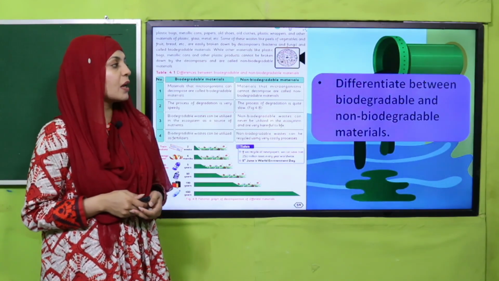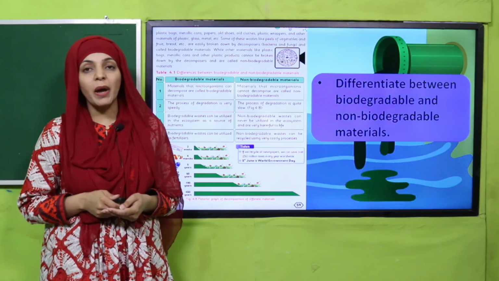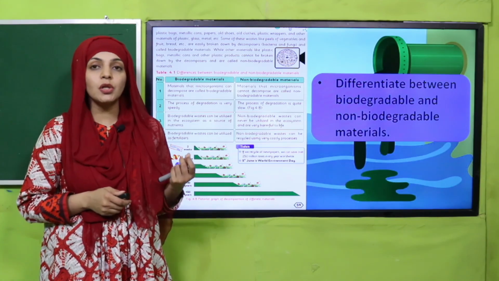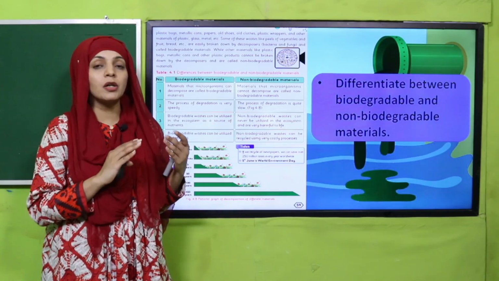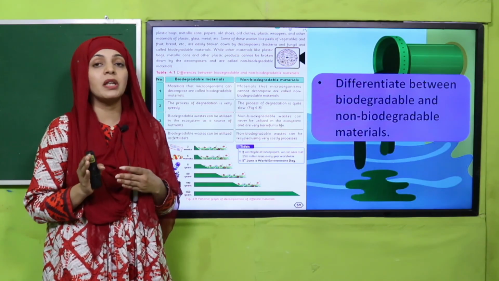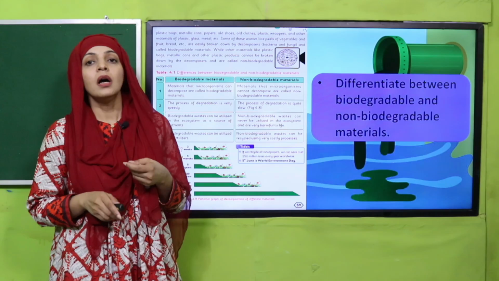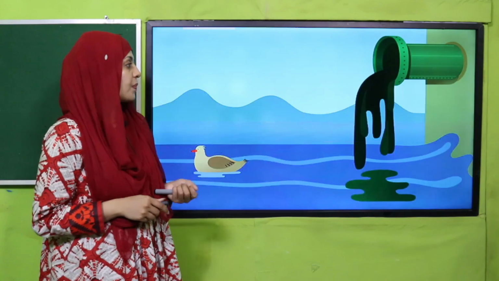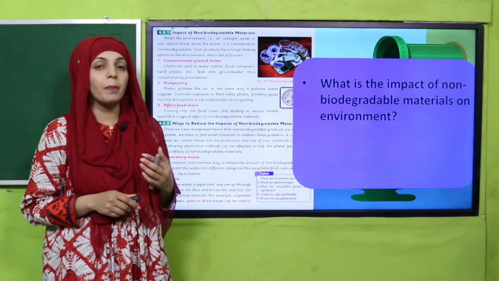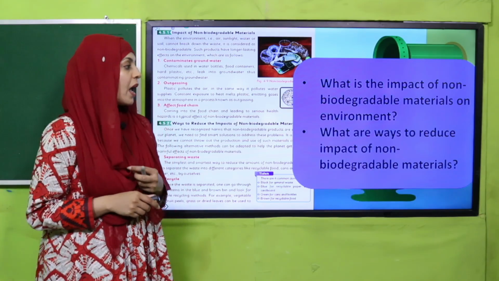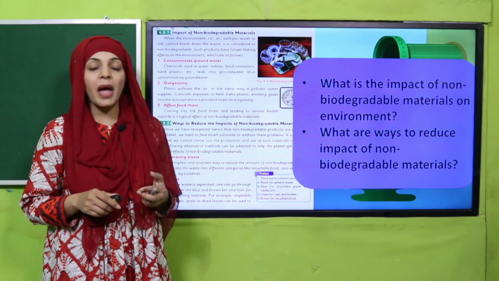Okay, my dear students, then we discussed the biodegradable and non-biodegradable materials. What is the difference between the two? The biodegradable material can be decomposed by the decomposers, whereas non-biodegradable material cannot be decomposed by the decomposers. Then what are the impacts of non-biodegradable material on the environment? They cause pollution. And what are the ways to reduce the impact?